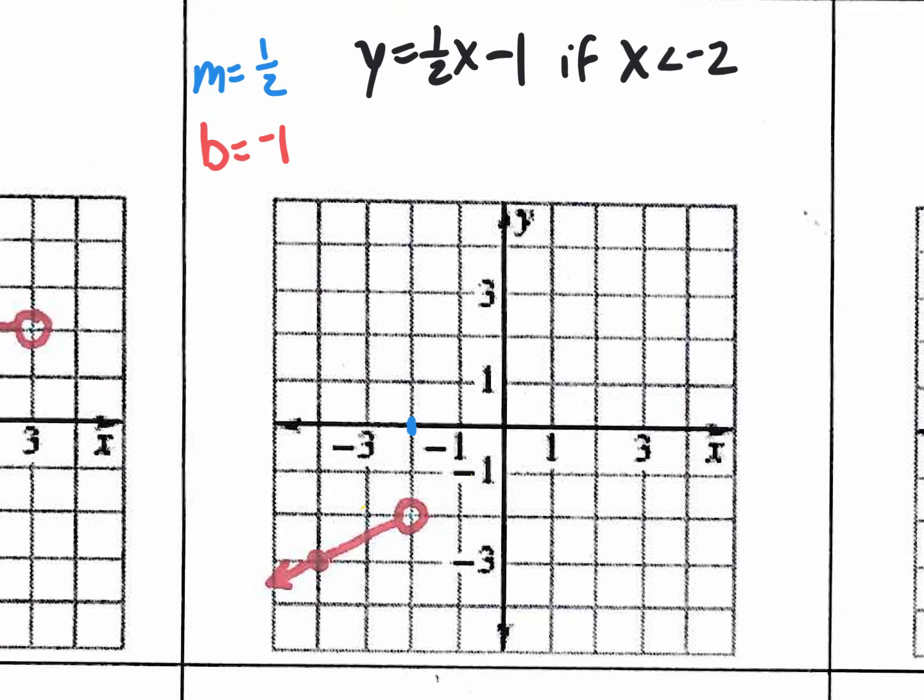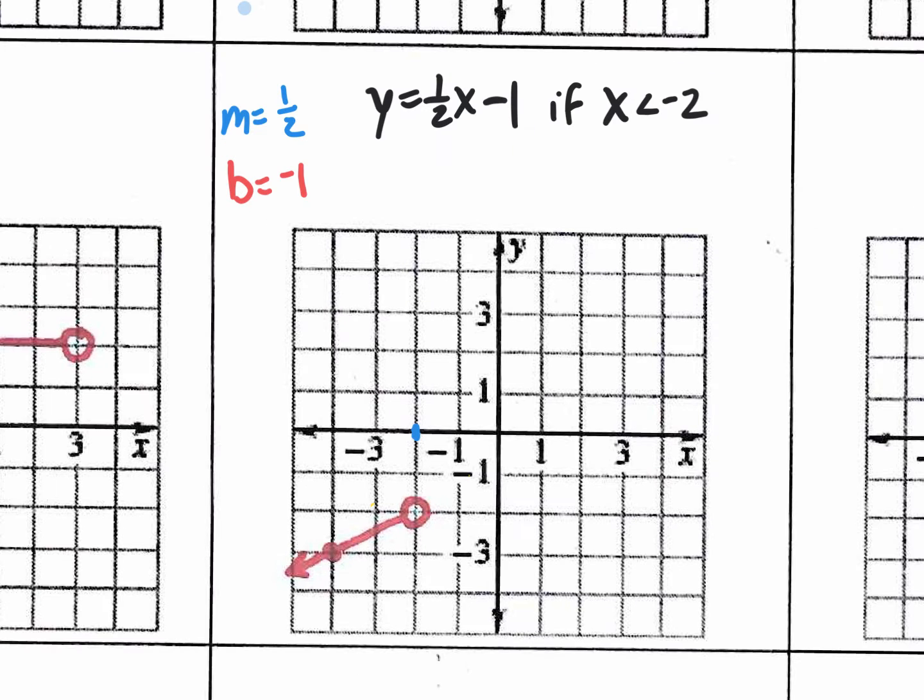And where is it going from this value? Does it go to the left or does it go to the right? It goes to the left, which means less than. That's why it's less than negative 2. Once again, if that would have been a solid dot, it would be a less than or equal to, but it's not. So we have the function, we have its condition.